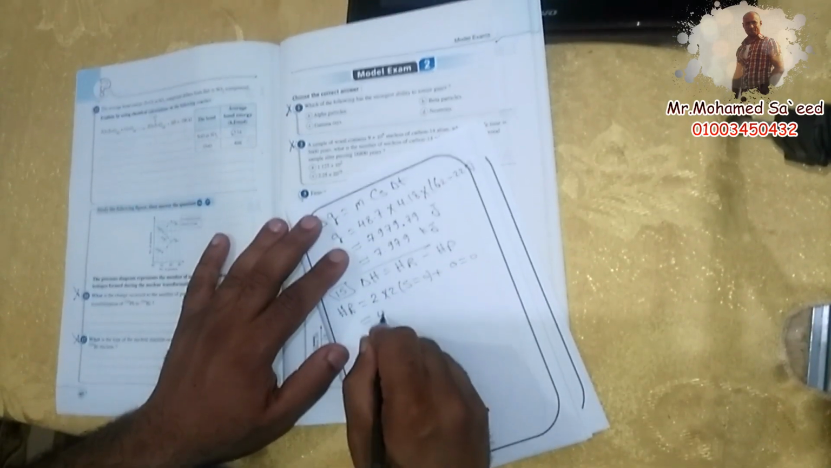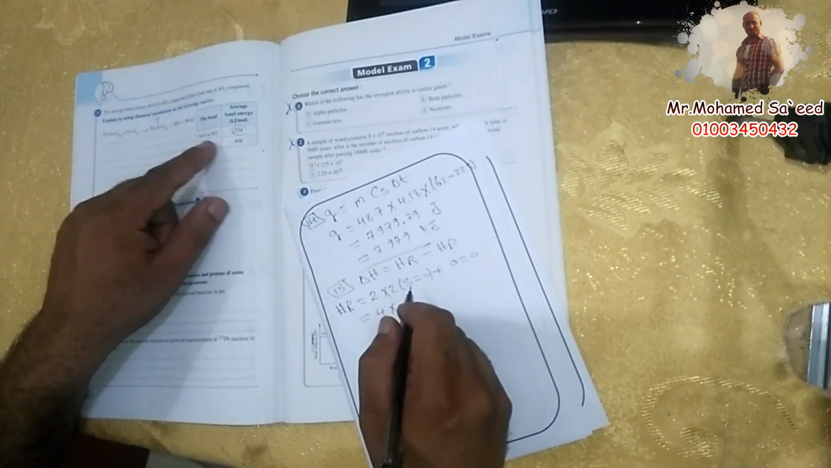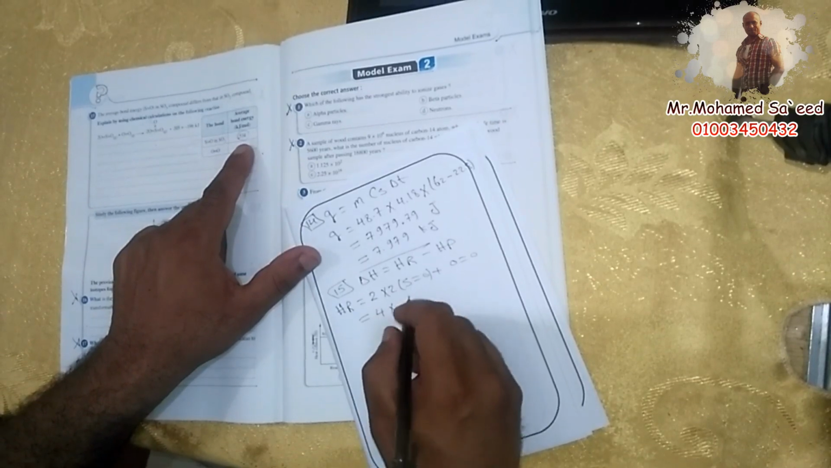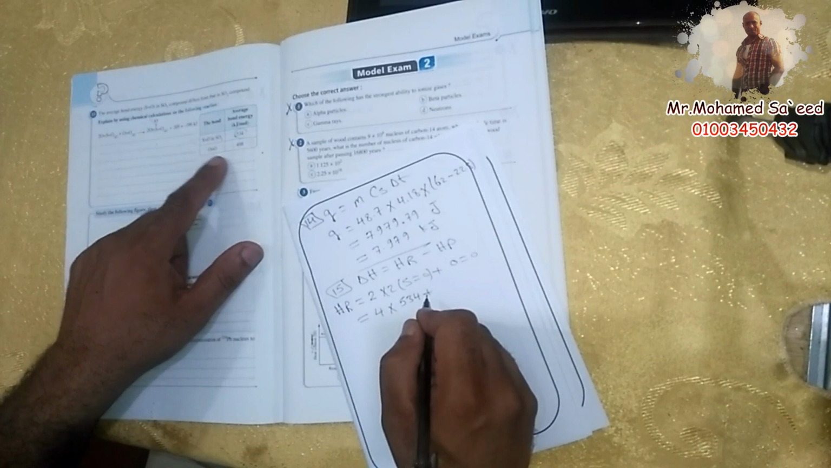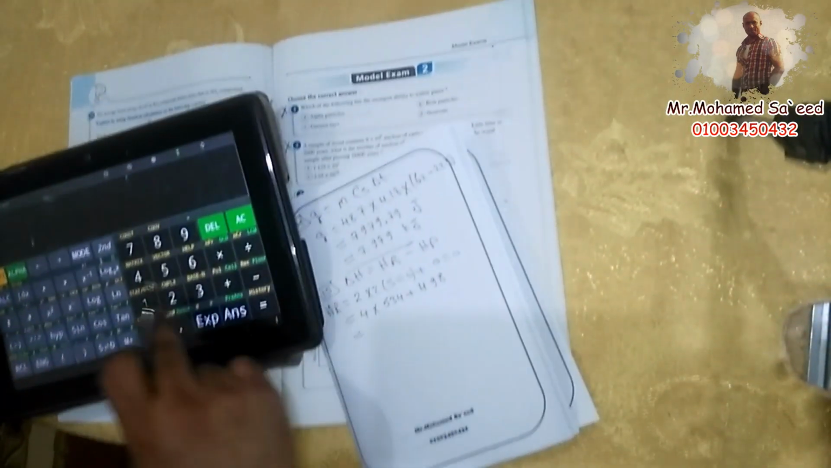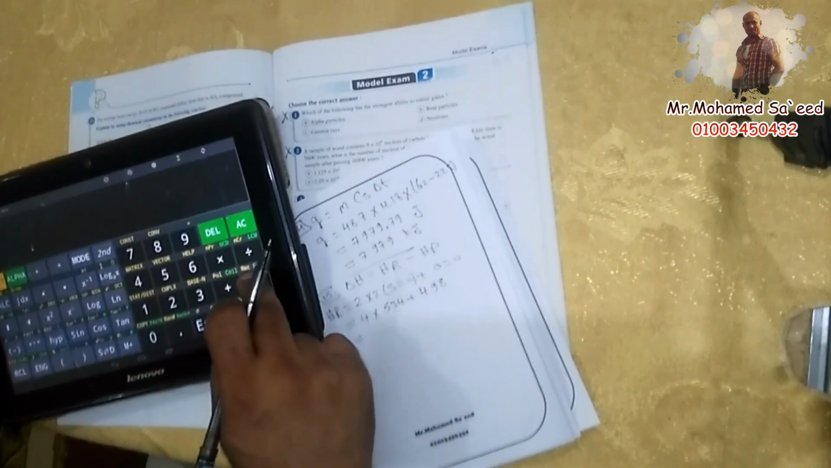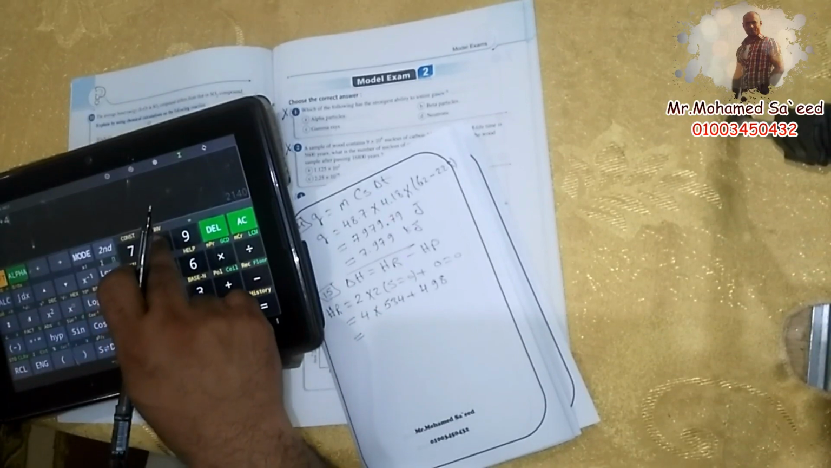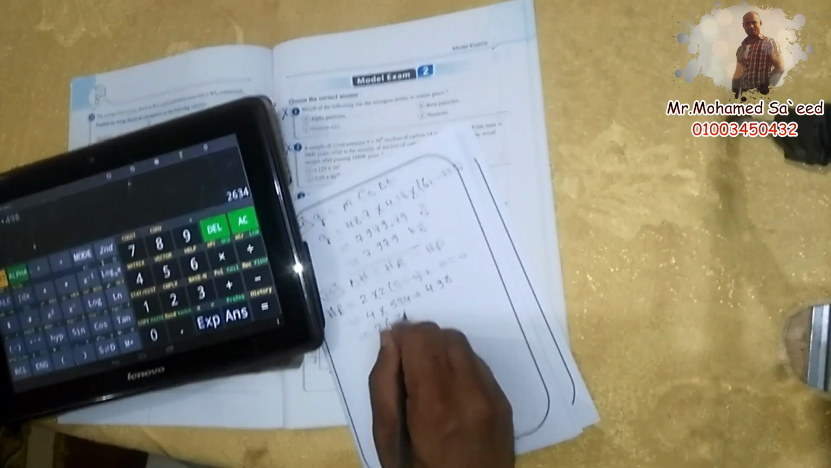Substitute 2 times 2, 4, multiply S double bond O in SO2. You should know that in SO2 it is 534, plus O double bond O, 498. Calculate it: 4 multiply 534 plus 498. It equals 2634 kilojoule.